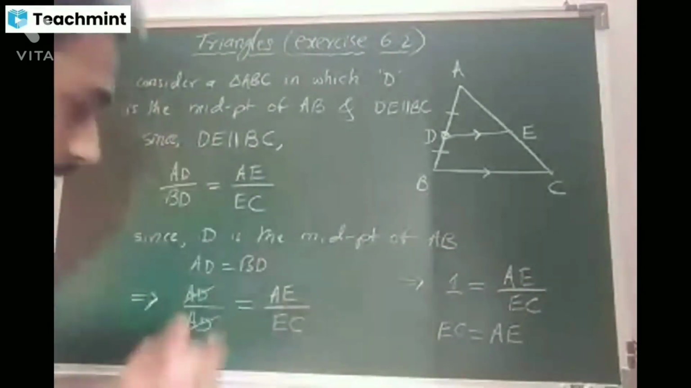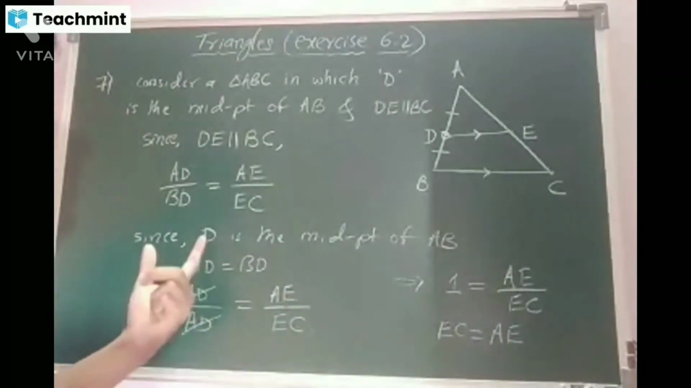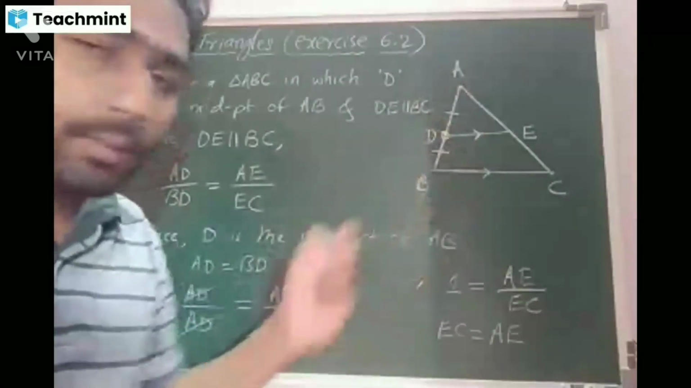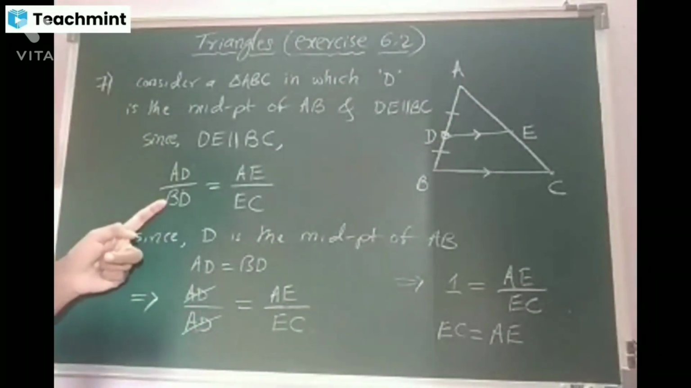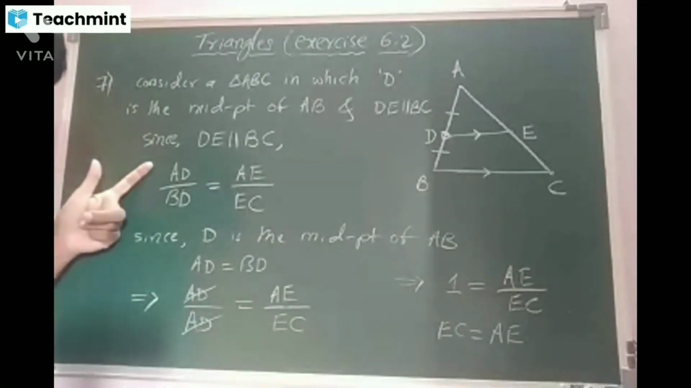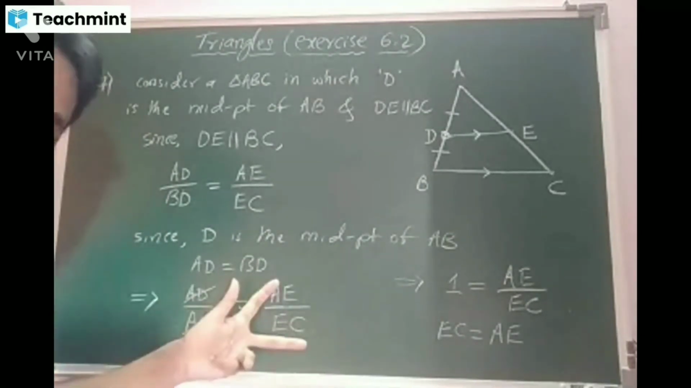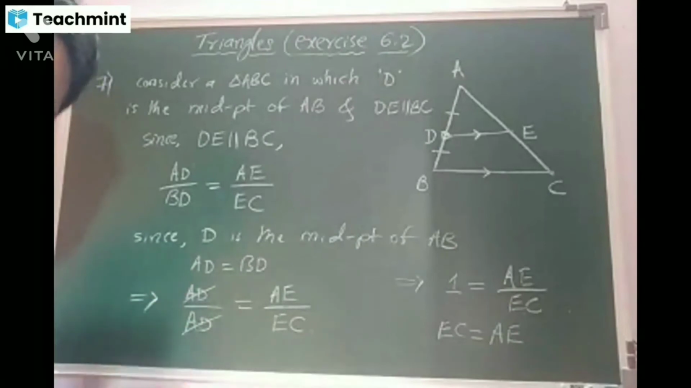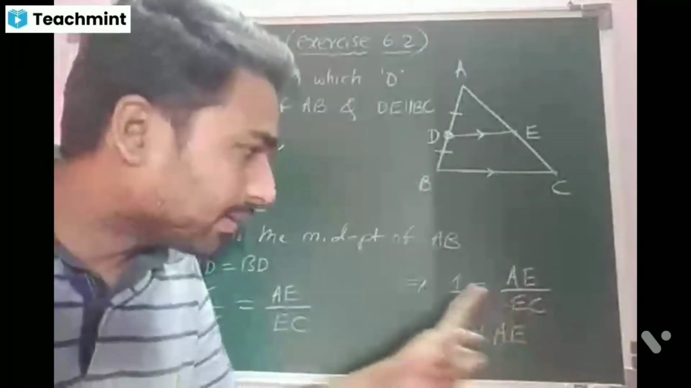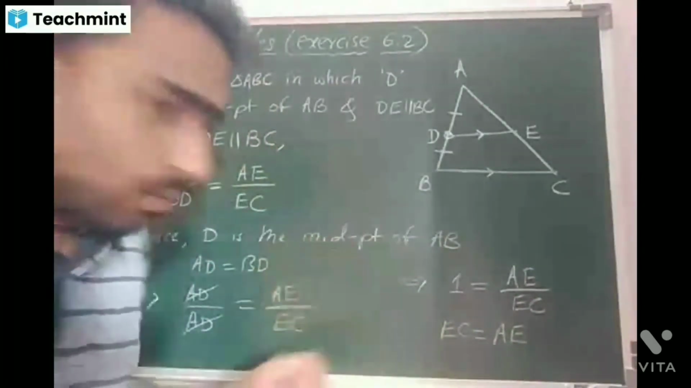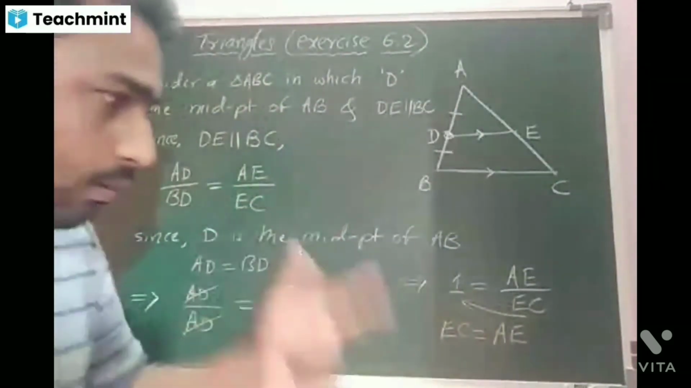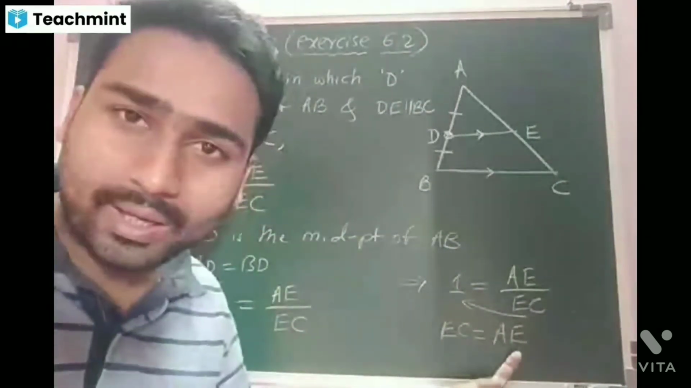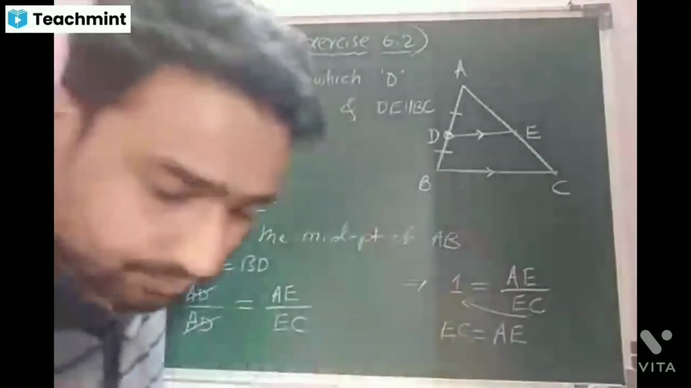I repeat the steps. AD is equal to BD. This is because D is the midpoint of AB. That is, AD we can replace in the denominator, or else BD we can replace in the numerator. AD by AD is equal to AE by EC. Cancellation takes place, so you are going to get AE by EC is equal to 1. Now transfer EC from the right side to the left side. We are going to get EC is equal to AE. Is that clear to everyone?